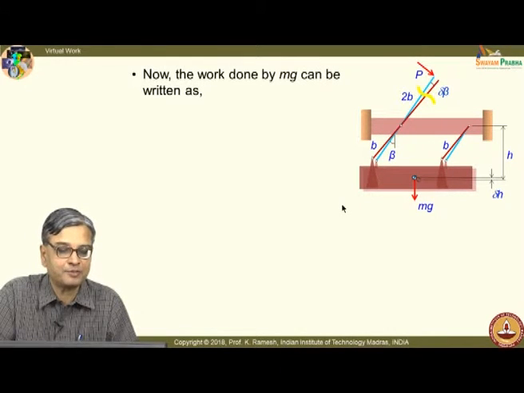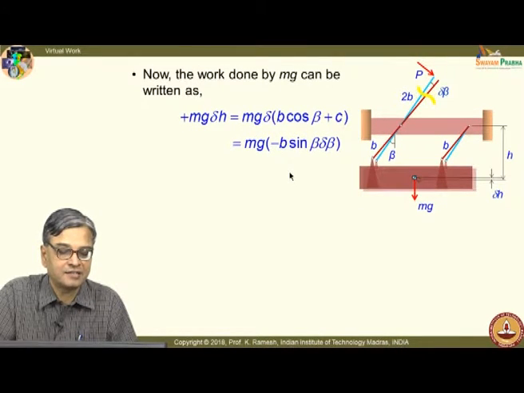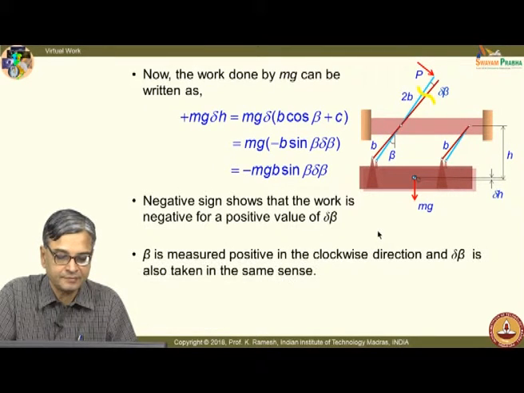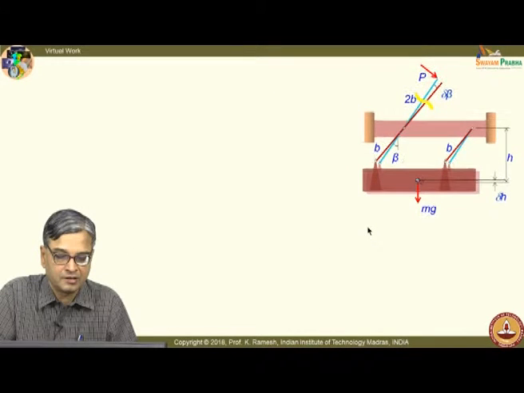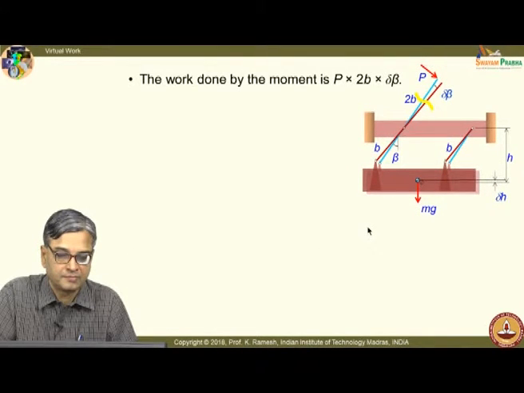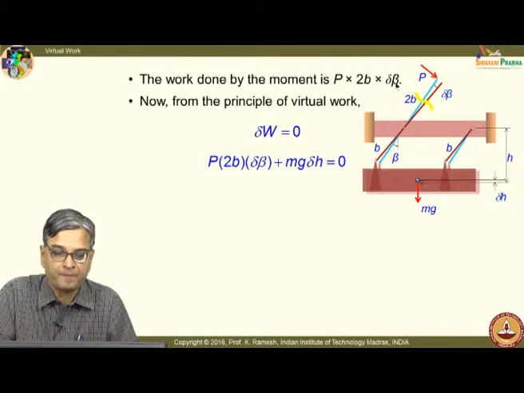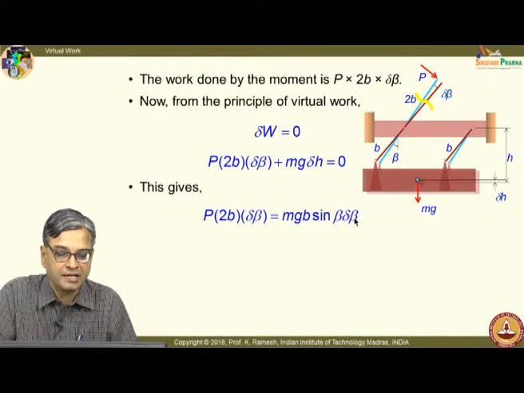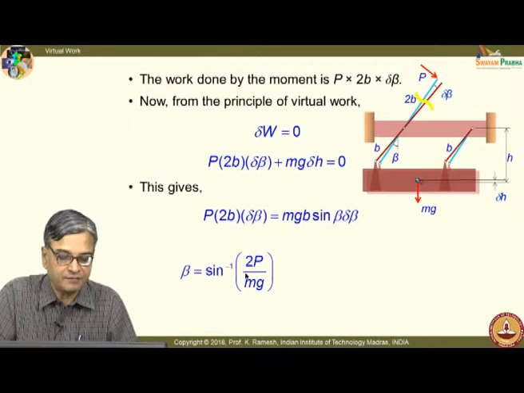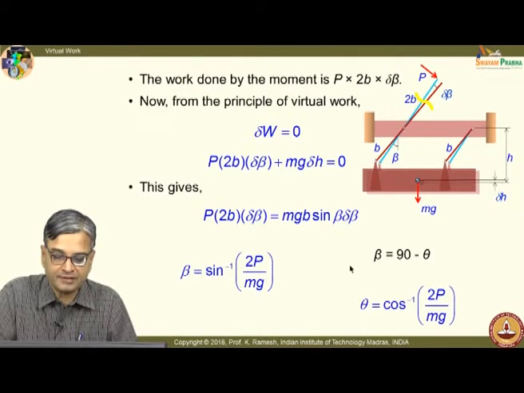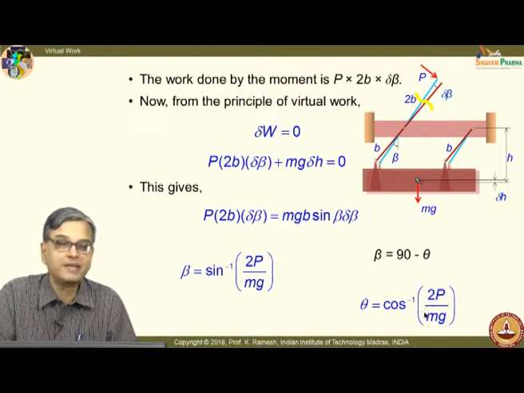I have the same procedure and I have this, and this turns out to be like this, and I get the expression. And this is very clear that this does positive work. So, I have this like this, and this gives me the final expression beta equal to sin inverse 2p by mg. When I put beta equal to 90 minus theta, I get this as cos inverse 2p by mg.